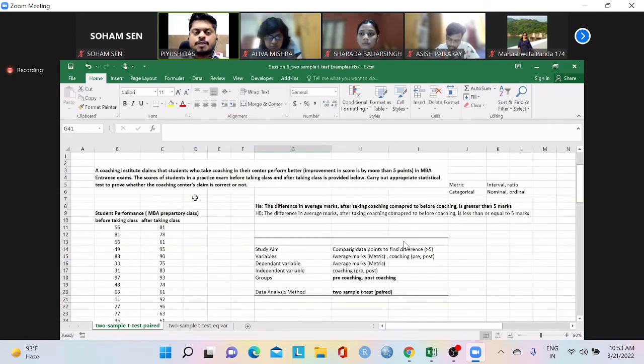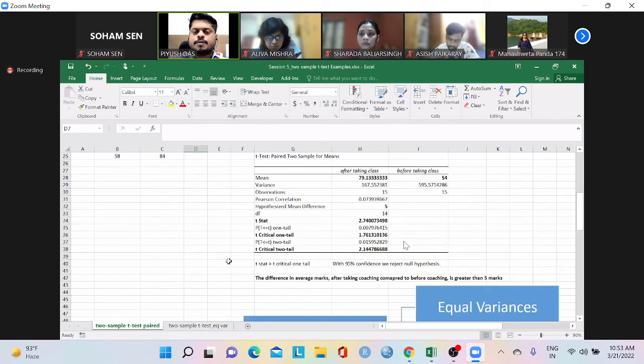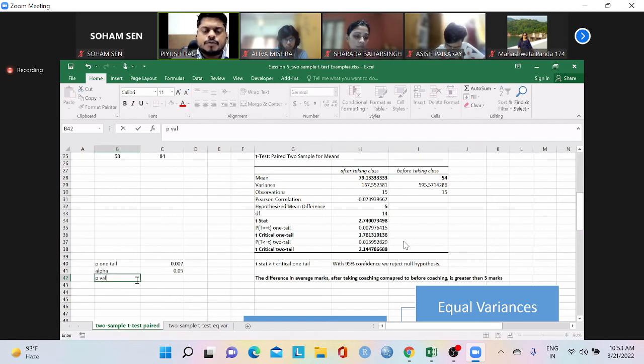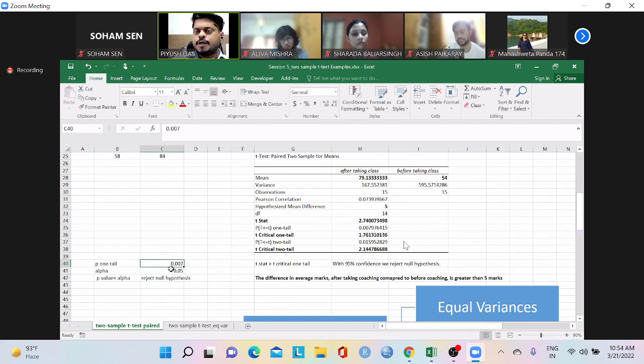Here in this particular case, alpha is not given, so take alpha as 5%. If I go by the p-value method, what is my p-value? Because we are doing a right tail test, we take the one tail test value, 0.007. What is my alpha? 0.05 or 5%, right? If my p-value is less than alpha, reject the null hypothesis.